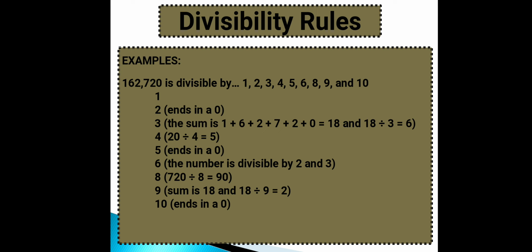It's divisible by 4 because the last two digits are divisible by 4. 20 divided by 4 equals 5. And divisible by 5 because it ends in 0, and any number that ends in 0 is divisible by 5. Divisible by 6 because the number is divisible by 2 and 3. Divisible by 8 because the last three digits are divisible by 8. 720 divided by 8 equals 90.